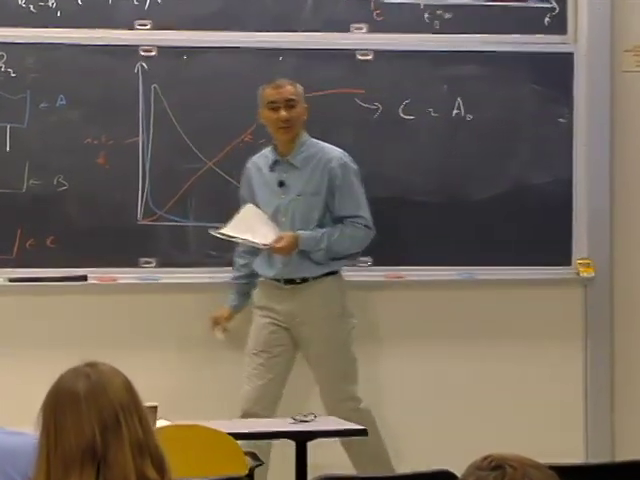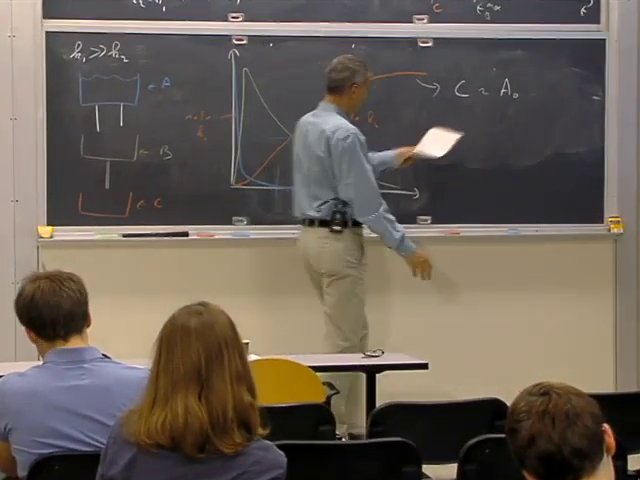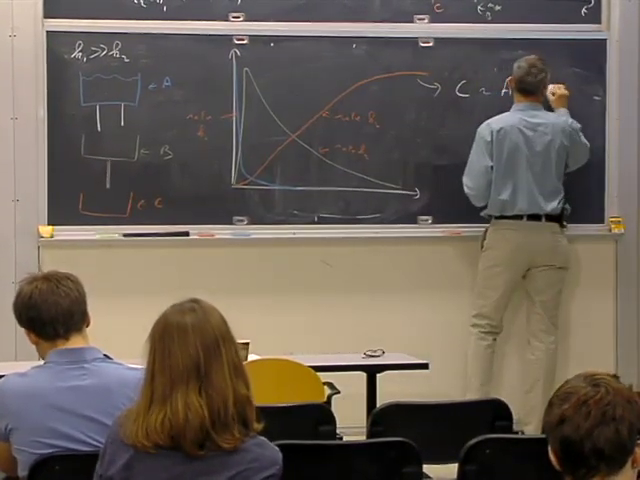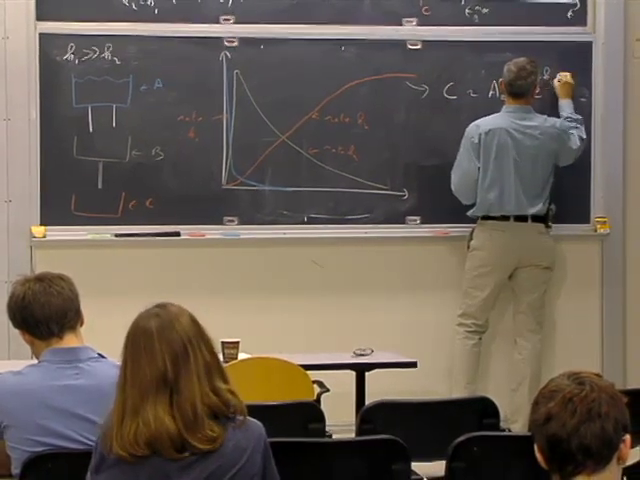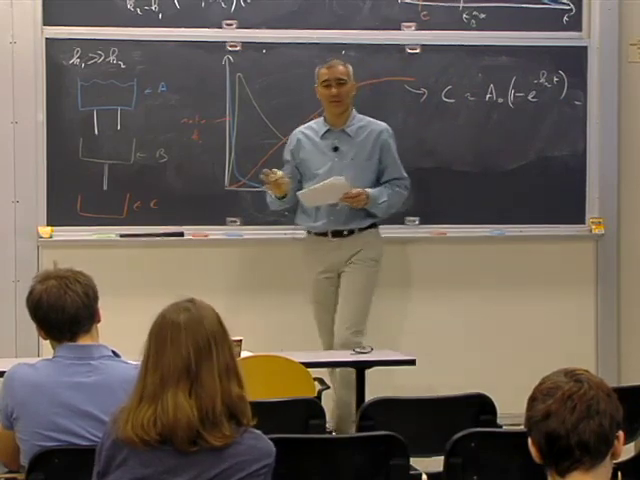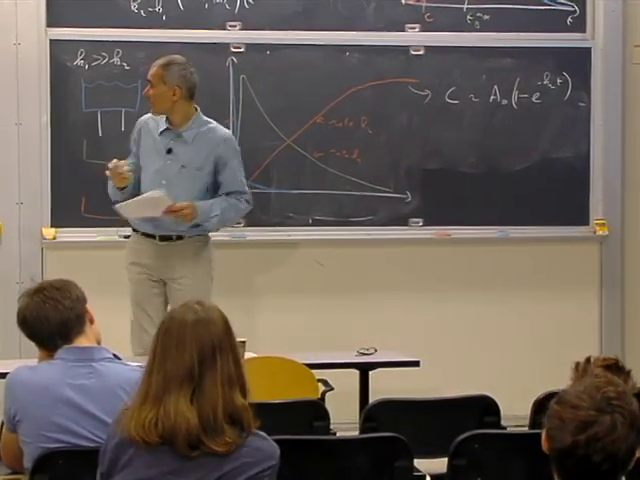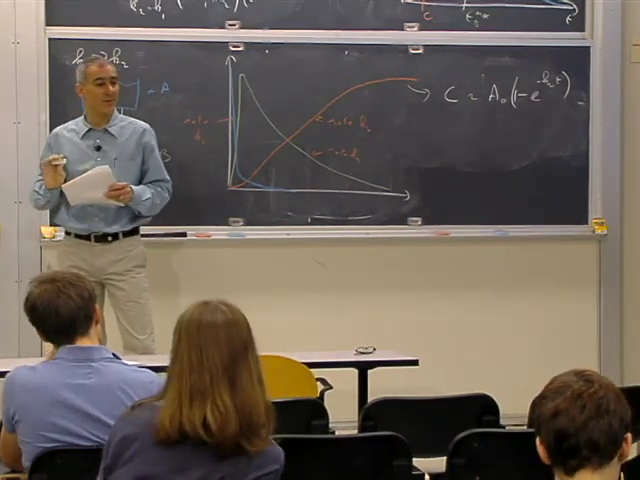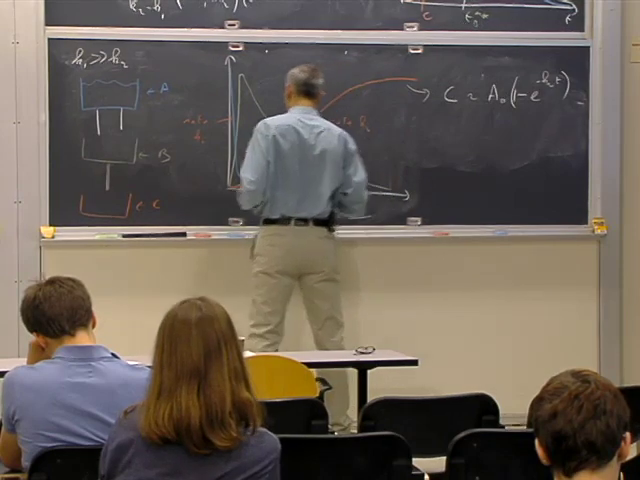There's no other choice, right? Everything that was in A gets transferred to B. So at time infinity, it's going to be A naught. And it's going to be a first order process with rate K2, 1 minus e to the minus K2 times time. Right? I don't even have to do the math. I know that's the answer. If you don't believe me, then do the math. Okay? You should do it. But that's the answer. It has to be the answer.